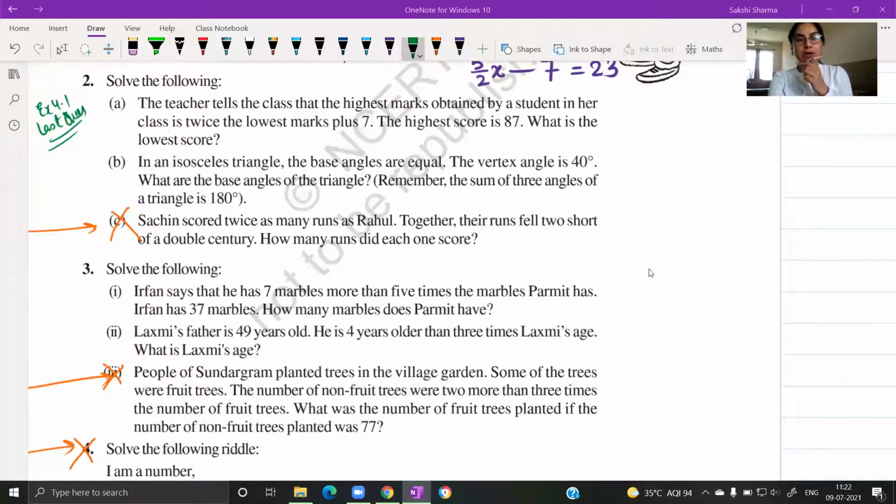Ananya, ATQ, ma'am, stands for according to question. I have been using this earlier also. ATQ stands for according to question.